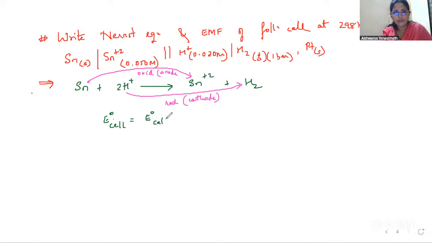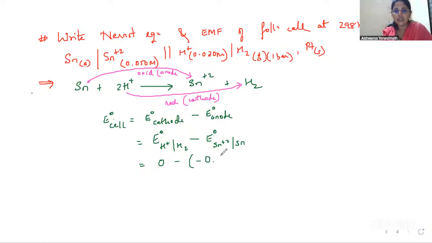E naught cell is E naught cathode minus E naught anode. Fine. And I know my cathode and anode. Which is my cathode? SHE is my cathode, standard hydrogen electrode, to be more specific, H plus bar H2, minus E naught. Reduction potentials we are talking about. Fine. And this is Sn plus 2 bar Sn, right? What is the SRP of SHE? SHE SRP is 0. Standard reduction potential of Sn plus 2 bar Sn from the electrochemical series is minus 0.14. So you will get E naught cell as 0.14 volt. Fine. Okay, so next, what are you going to do? We need E cell.